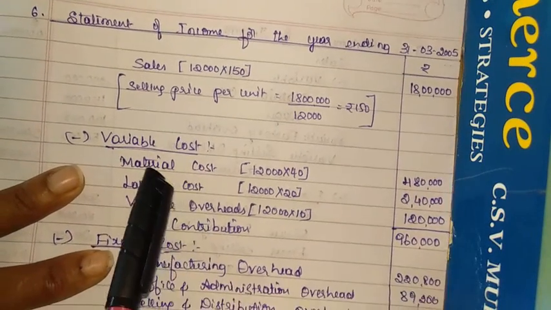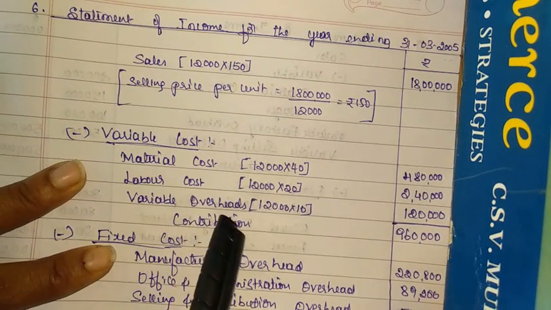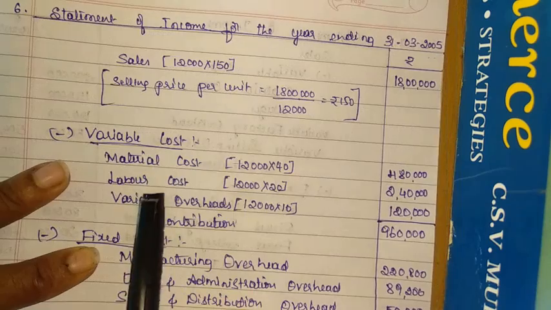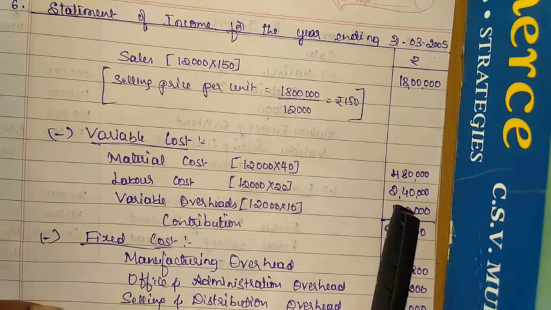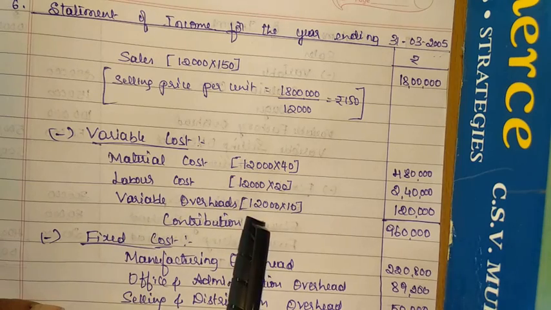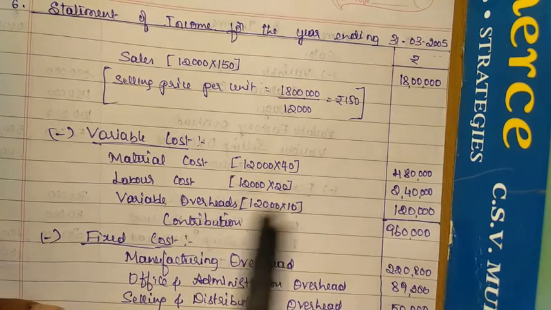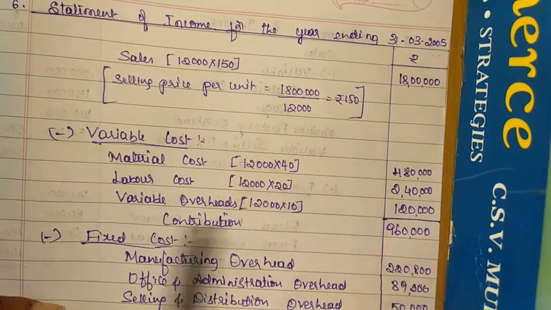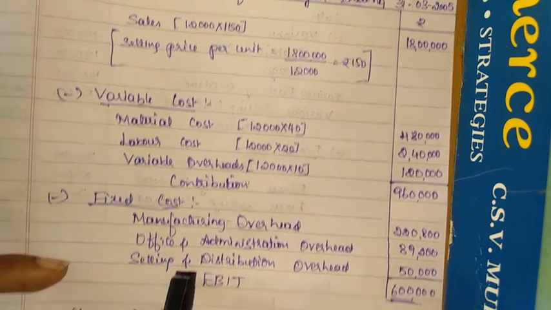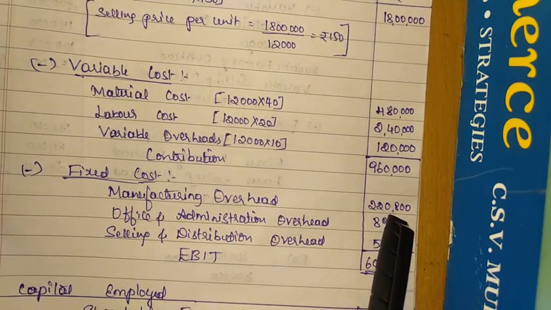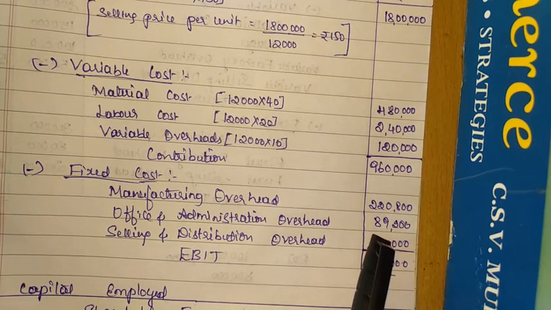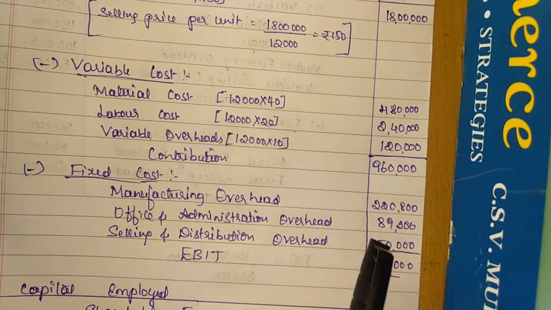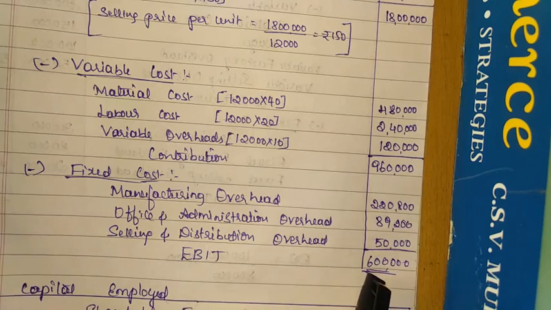Minus variable cost includes material cost, variable labor cost and variable overhead. Material cost 12,000 into its per unit price 40 is 4,80,000. Labor 12,000 into 20, 2,40,000. Variable overhead 12,000 into 10 is 1,20,000. So deduct this variable cost from the sales, you will get contribution of 9,60,000 less fixed cost. There are three fixed costs given here. Manufacturing overhead 2,20,800, office and administration overhead 89,200, selling and distribution overhead 50,000. So EBIT is 6 lakh. That means you deduct fixed cost from the contribution, you will get EBIT of 6 lakh.